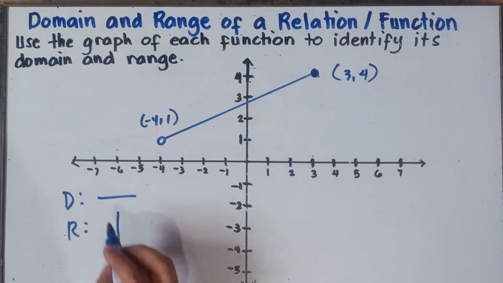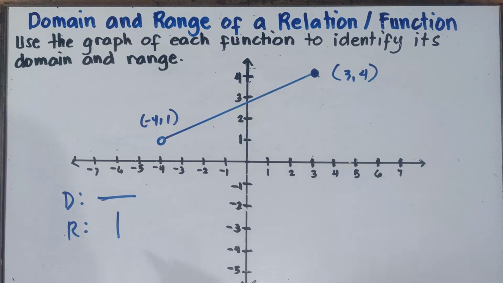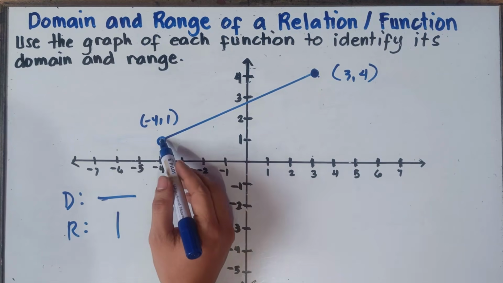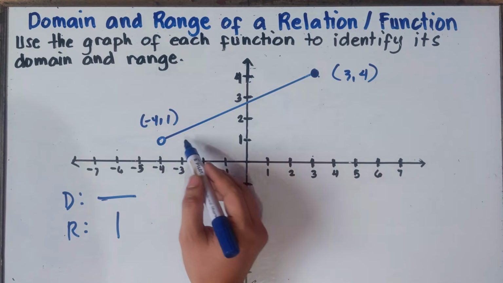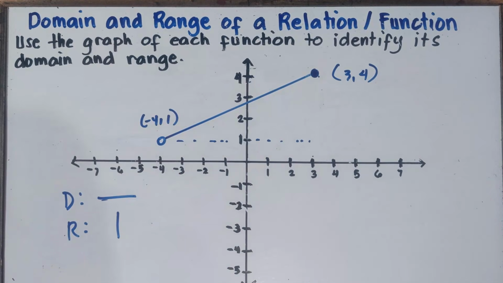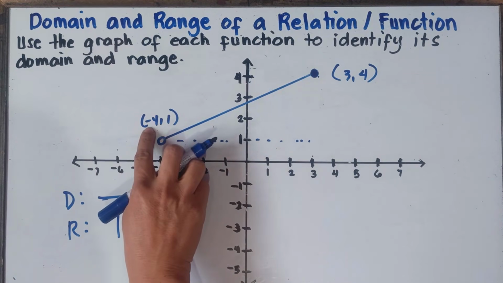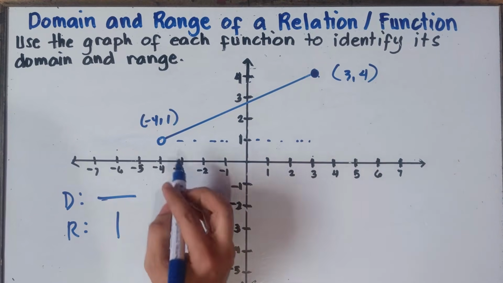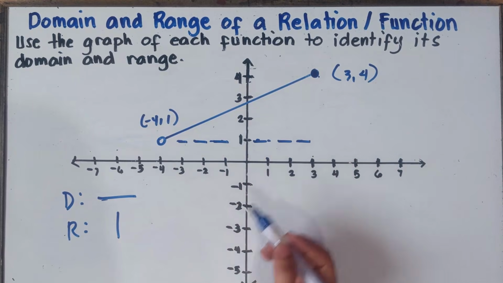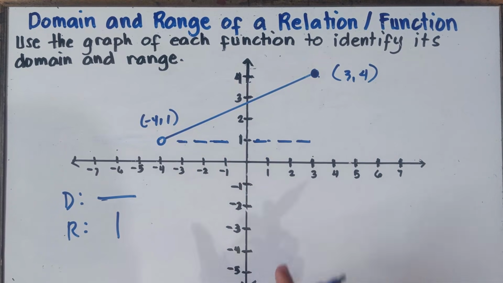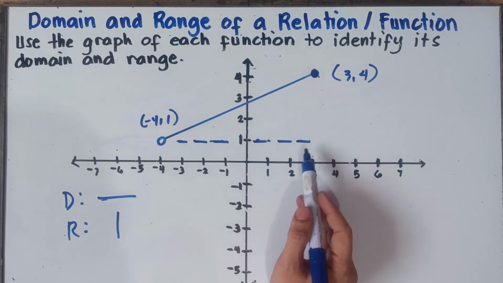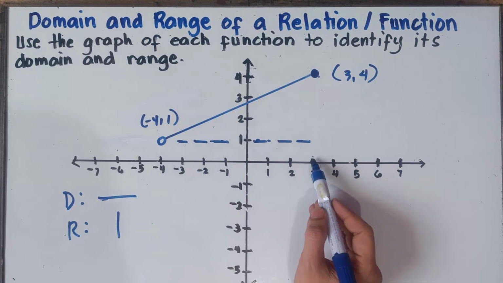To find the domain, that will be the horizontal distance, from this open circle going to this closed one. I will just put broken lines, and that would be the domain. So the domain is from -4 up to +3, because with regards to the graph, the domain is the horizontal distance.